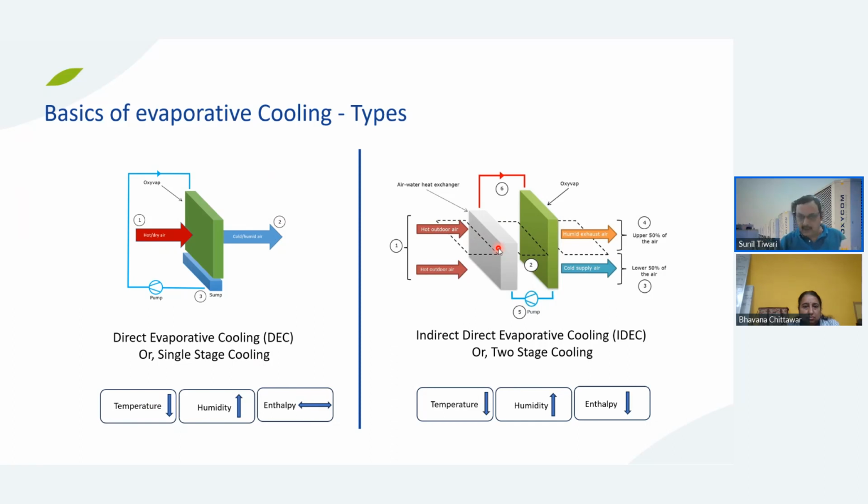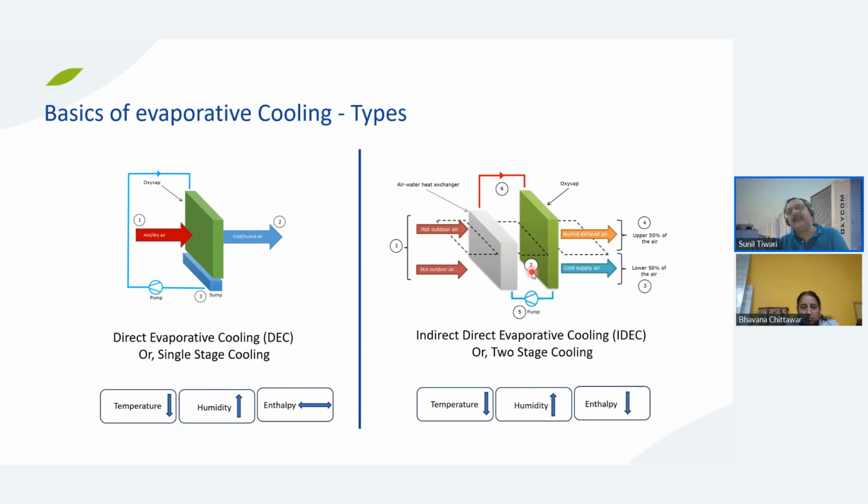So its enthalpy has gone down. Now, once you have done this indirect evaporative cooling, the air is now at a lower temperature. Not only dry bulb, but the wet bulb also has reduced. So this can further be cooled by a regular form of evaporative cooling, which is direct type.